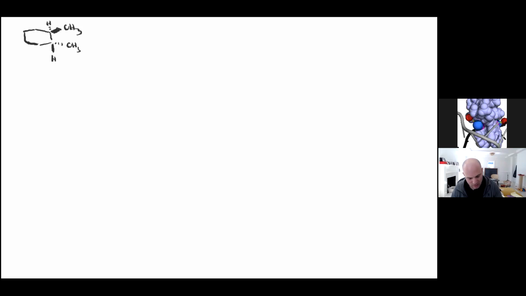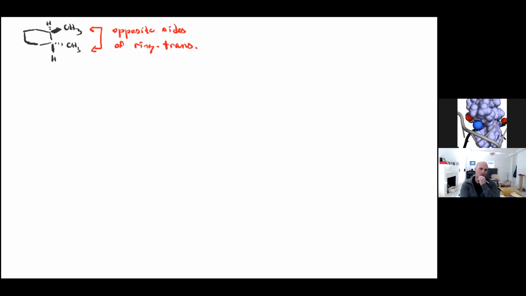So in this case, the two substituents are on the opposite sides of the ring. And so we refer to that as the trans diastereomer. And so the question is, again, is this molecule chiral or achiral?